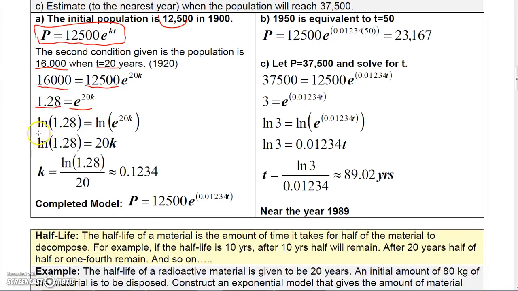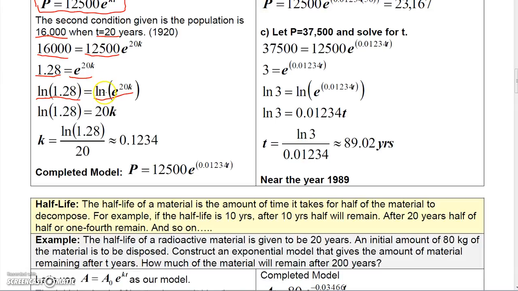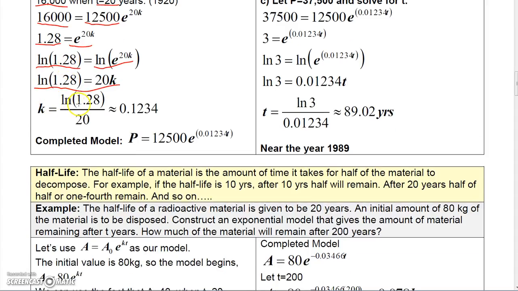Well, then I can take the natural log of both sides, and I know the natural log of 1.28 would equal the natural log of e to the 20K. But I know the natural log of e to the 20K is just 20K, so I have the natural log of 1.28 equals 20K. So K would equal the natural log of 1.28 over 20. And in the calculator, I took this out to 4 decimal places, and I got 0.0123.